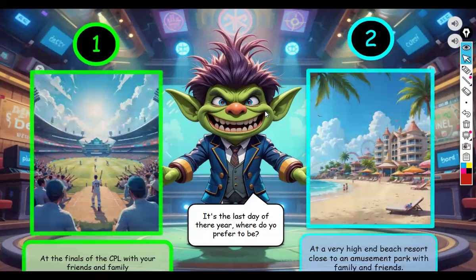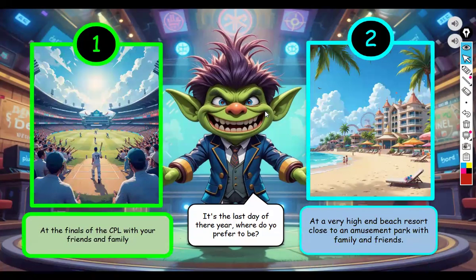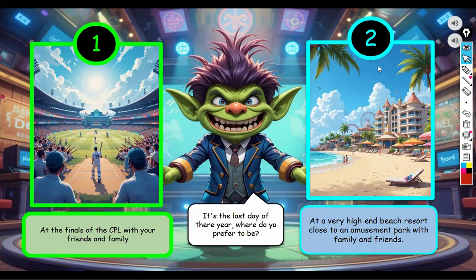These are the 2 choices. It's the last day of the year. I know I have some typos there. So let's say your parents have to take you somewhere. Where would you prefer to be? Choice 1, at the finals of the Cricket Premier League, the CPL, with your friends and family, or would you rather just go to a high-end resort next to an amusement park?